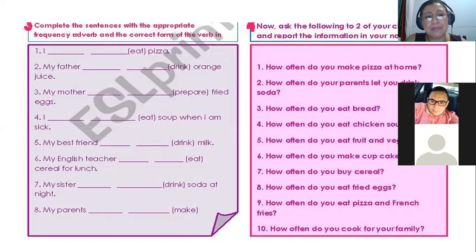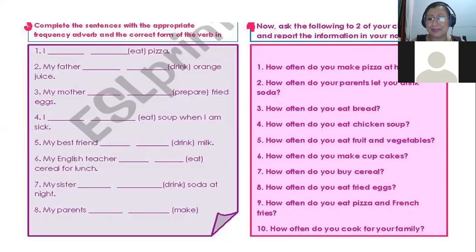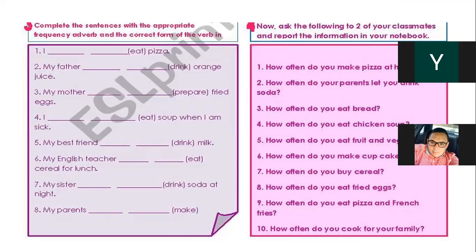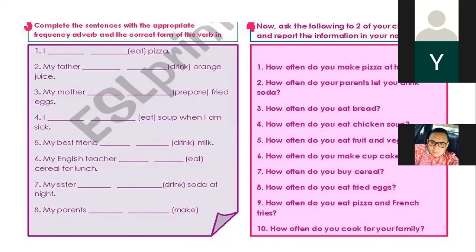Okay, volunteer for number four. Okay, please, go ahead. I always eat soup when I am sick. Okay, excellent. Thank you. Number five. My best friends always drink milk. Excellent. Okay, number six. My English teacher usually eats cereal for lunch. Yeah, thank you. We were talking about that.